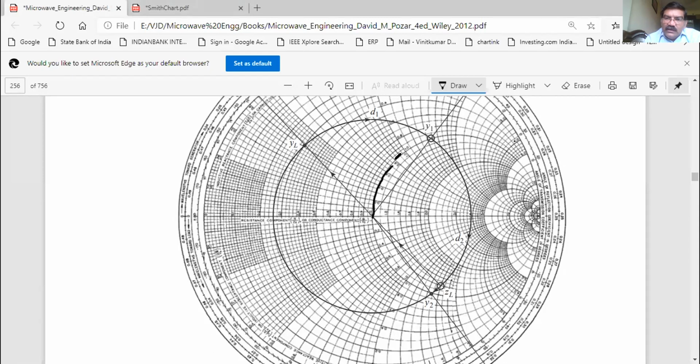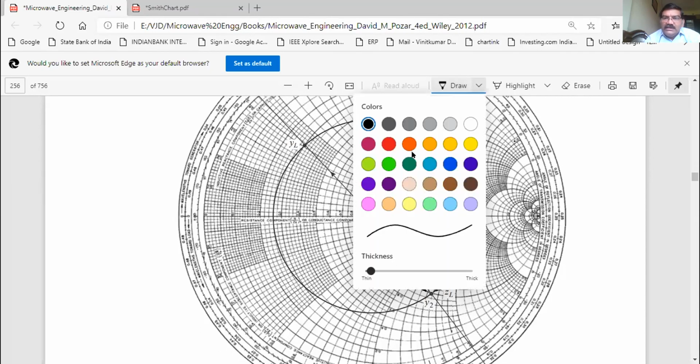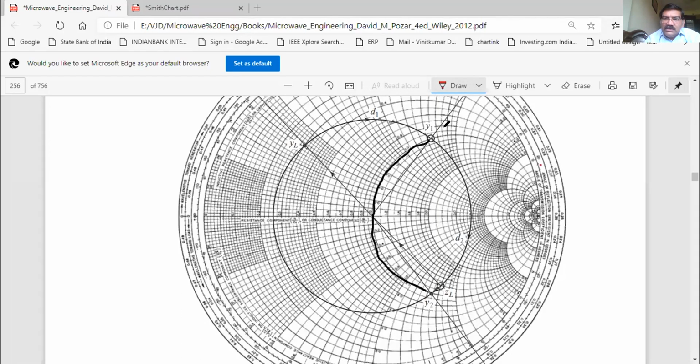Okay. So I am making it thick. This unity gain circle is intersecting, and there are these 2 points. So what are these 2 points? This is intersecting at Y1 and intersecting at Y2. So let me know what will be this point Y1 and Y2.